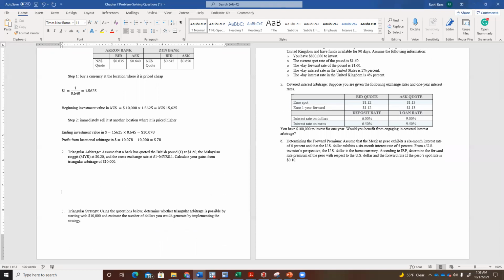Now let us do a problem on triangular arbitrage. In triangular arbitrage, we take the arbitrage opportunity for mismatch between the calculated cross exchange rate from the direct exchange rate and the market cross exchange rate. Okay, now here we have the direct exchange rate for British pound and Malaysian ringgit, and then we have the cross exchange rate between British pound and Malaysian ringgit.